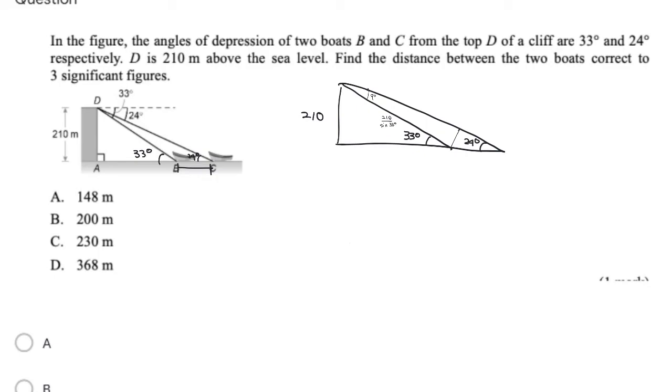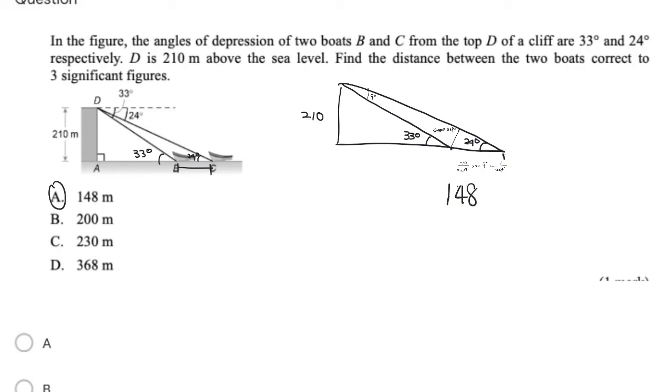So this one will be equal to 210 over sine 33 degree. And then for this one will be equal to 210 over sine 33 degree times sine 9 degree. And at the end, you want to find out this distance. This one will be this one. So you just have to have it. And then you can find out the value.